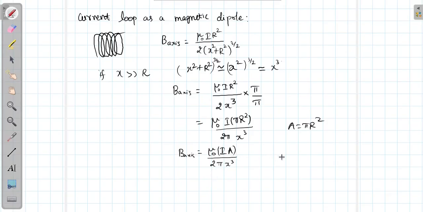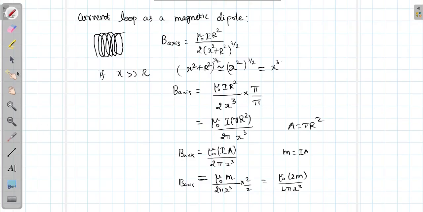This quantity, I already told you, is the magnetic moment IA. Just change this with M. Mu naught M divided by 2 pi x to the power 3, but multiply and divide by 2 again. Now it becomes mu naught 2M divided by 4 pi x to the power 3.